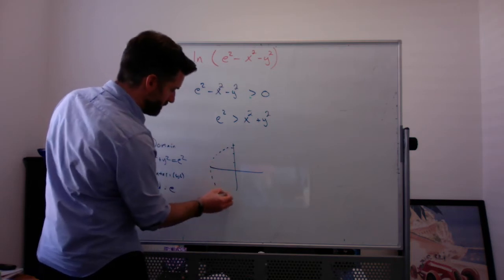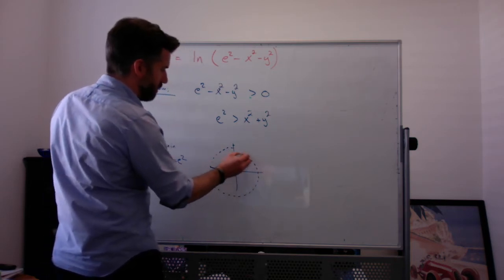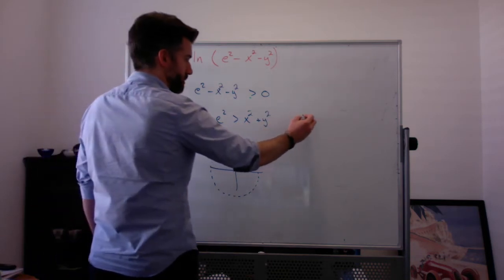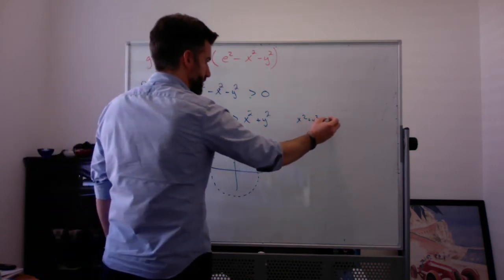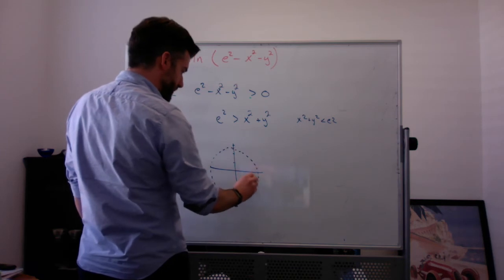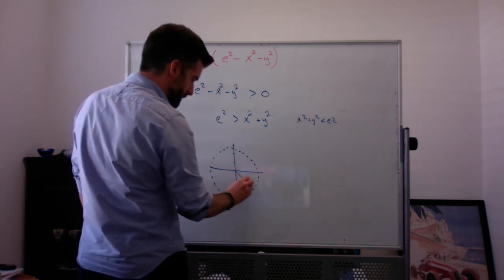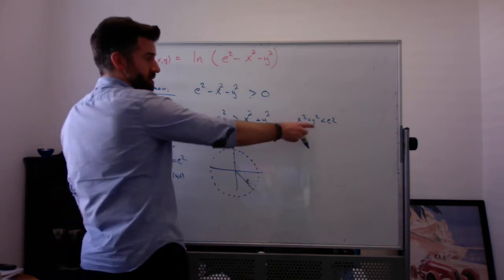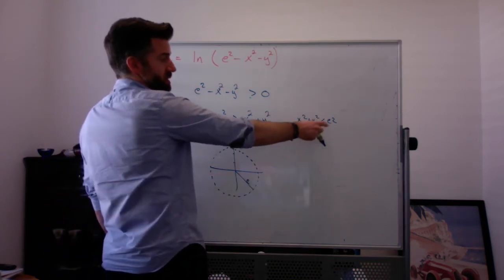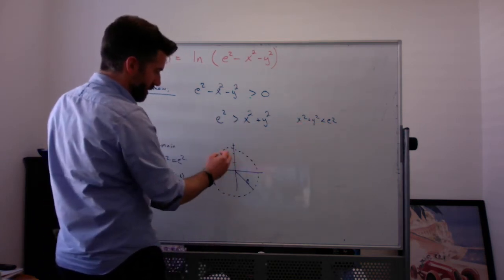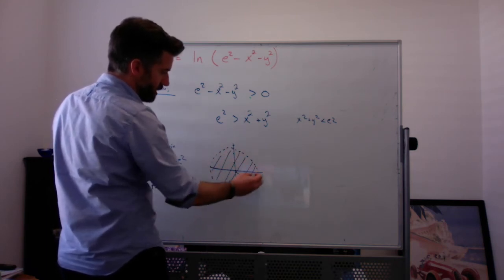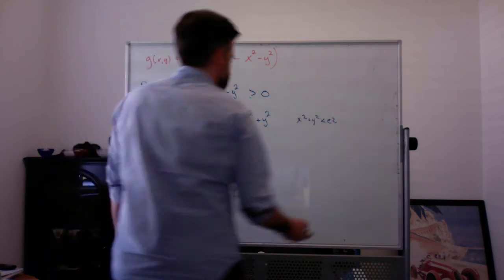I'm drawing it dashed because I'm not going to want to include the border because it's strictly less than, right? This is x squared plus y squared less than e squared. So here's my radius of e. And I want everything on the inside because if I plug in 0, 0, 0 squared plus 0 squared is 0, which is less than e squared. I want 0, so I want everything inside, but not including the boundary of the circle.